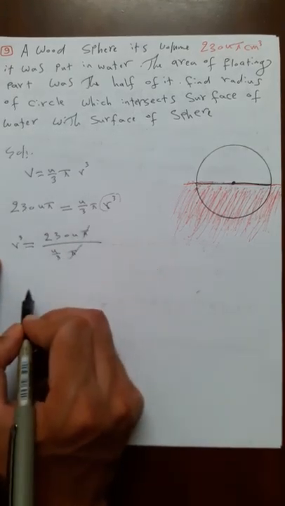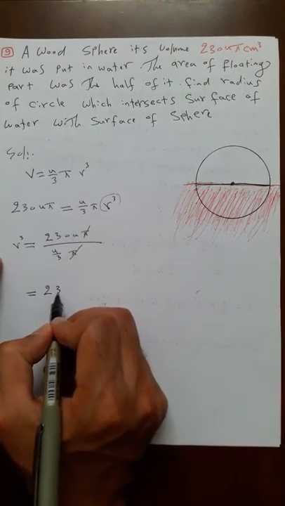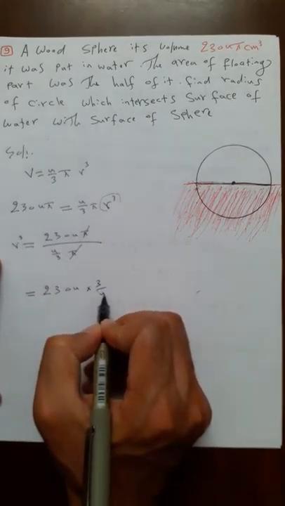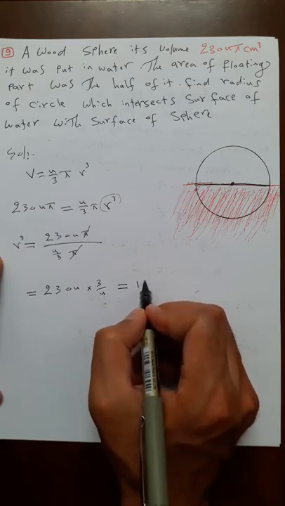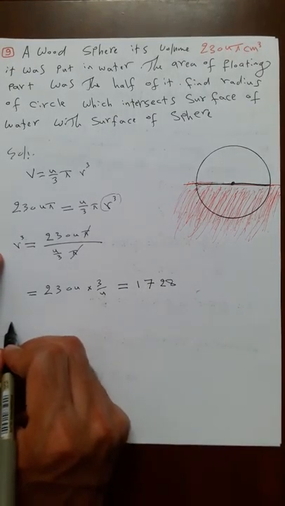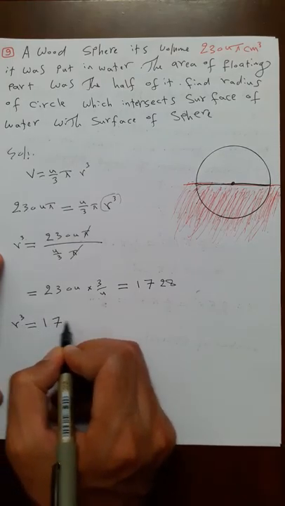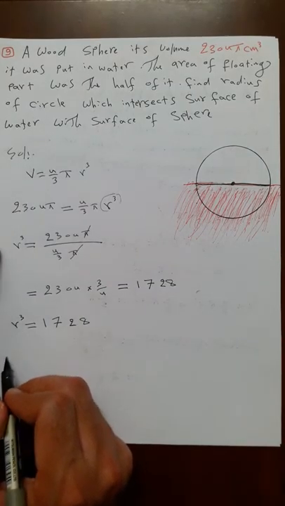Pi with pi, and this is equal to 2304 multiply 3 over 4. And this is equal to 1728. So r with power 3 equal to 1728. This is r with power 3.